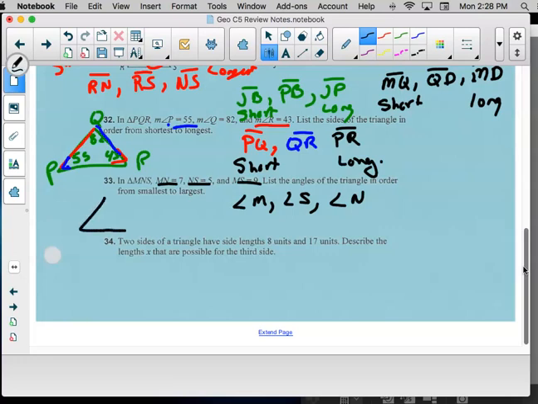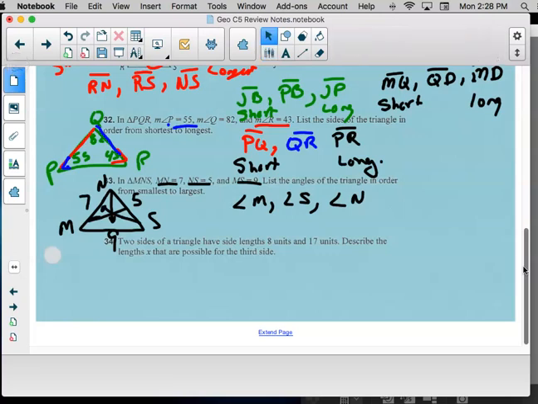But if I do it this way, if I go M, N, and S, MN is 7, NS is 5, MS is 9, I can determine that the largest angle is N, the smallest angle is M, and the middle angle is S. So we got that down.